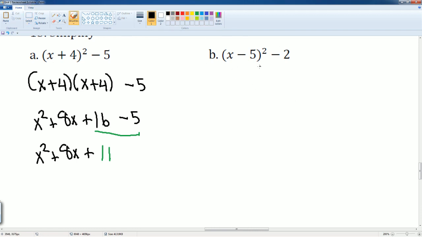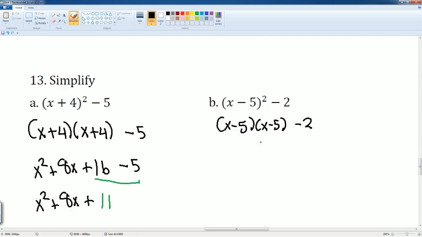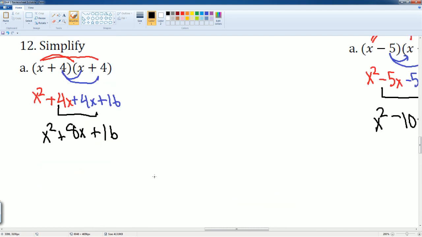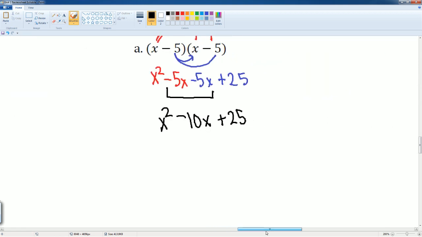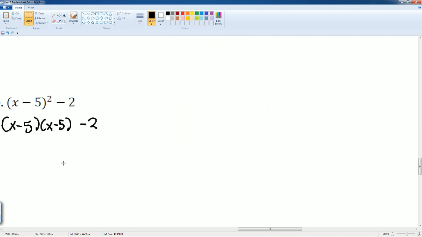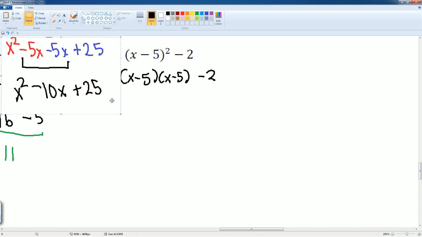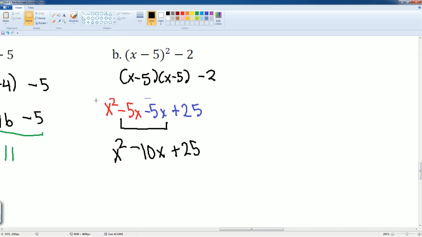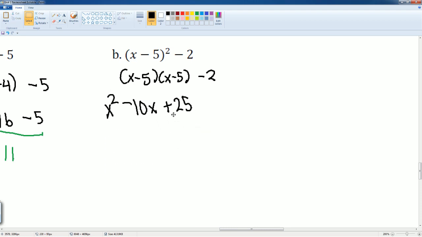Well, let's just expand this out. X minus 5 times x minus 5 minus 2. That's what x minus 5 squared means. Wait, we know what that means. We have this right here. This was what x minus 5 times x minus 5 was. So let's bring it down right here. We know that it can be simplified into this term of x squared minus 10x plus 25.